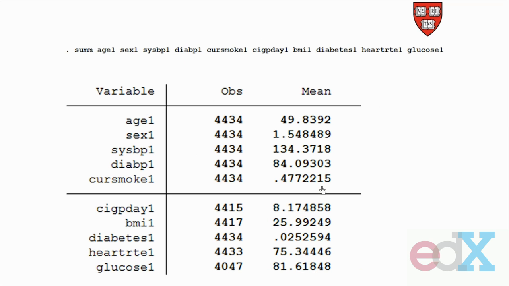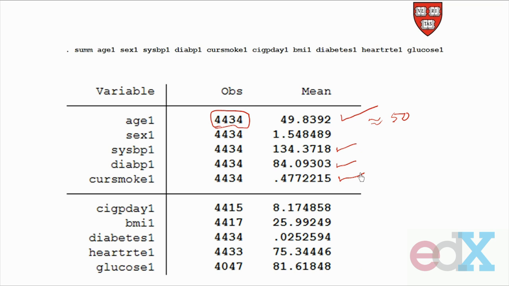Now, let's take a look at some of the variables in our data set. Here are the first 10 of them. So at the first visit, for age, 4,434 people came, and the age had a mean of 49.83, so roughly 50. So the average age was about 50. The systolic blood pressure, let's skip sex for a minute, was 134. The diastolic averaged out at 84.